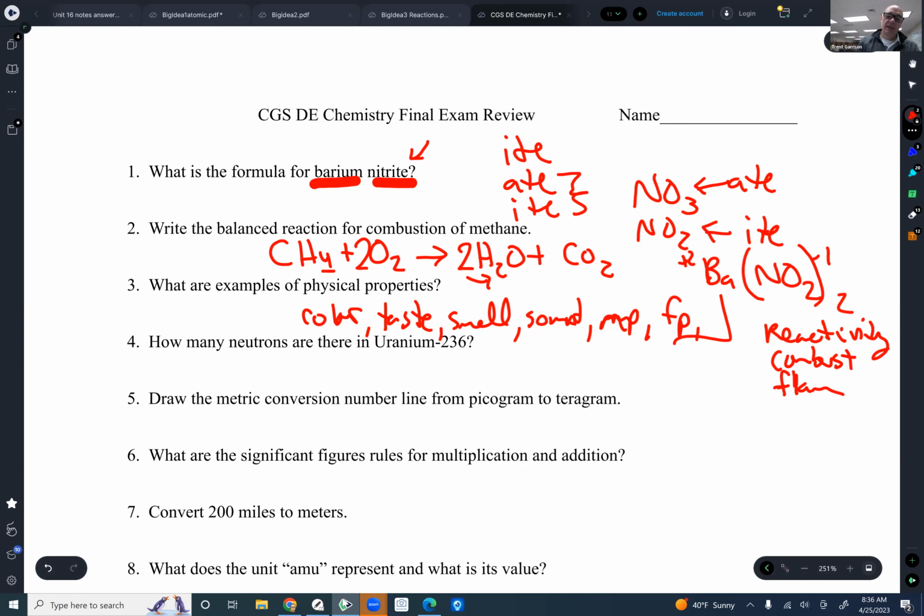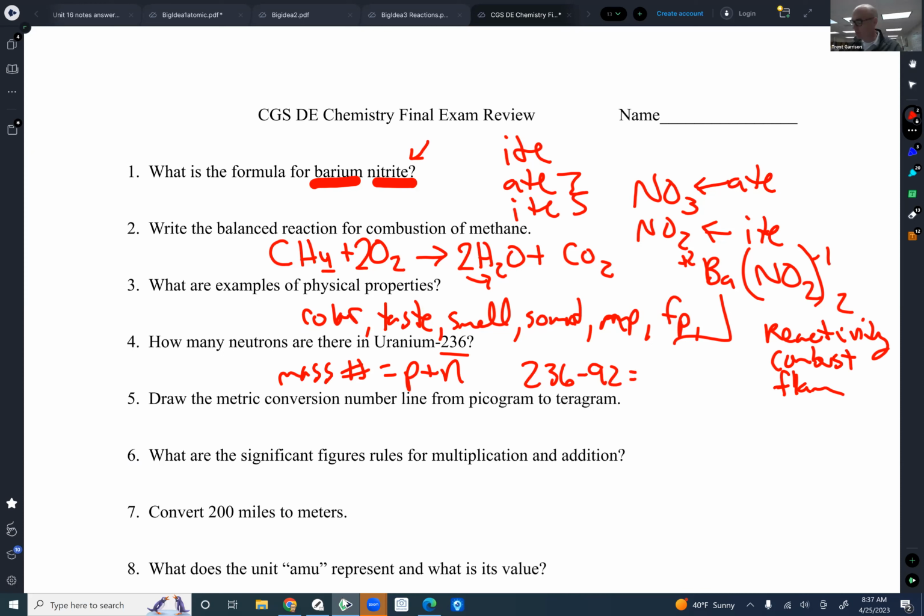Okay. This number here in number 4, that is called the mass number. The mass number is equal to protons plus neutrons. So I will need to take 236 and subtract 92 to figure out how many neutrons there are. 236 minus 92 is 144.